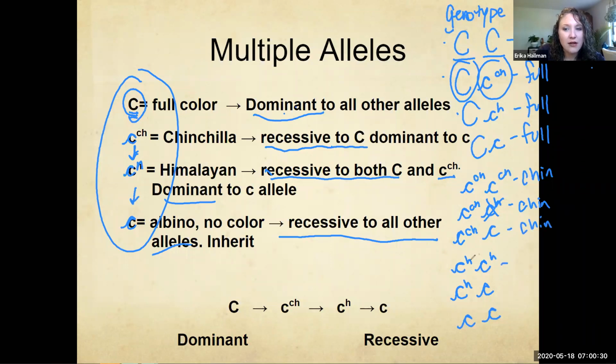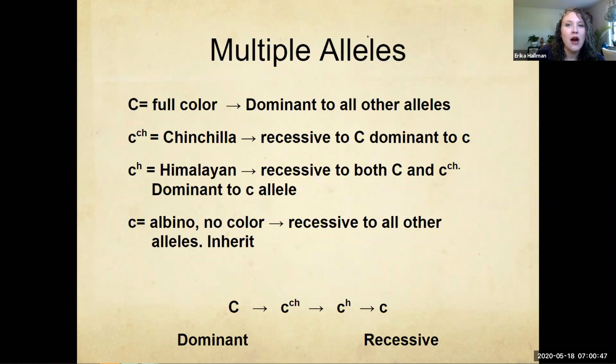For this one, little ch is going to be that Himalayan coloration. And so is this one, because it's going to dominate over that albino. And this is the only combination that's going to give us that albino bunny coloration. So these are all of our phenotypes. Now let's look at how this works out when we're actually doing bunny problems.